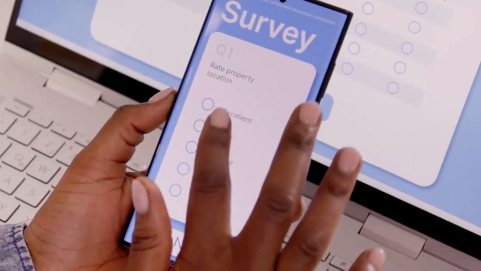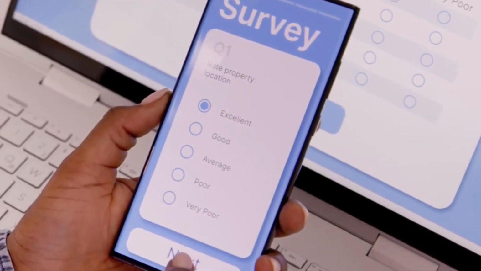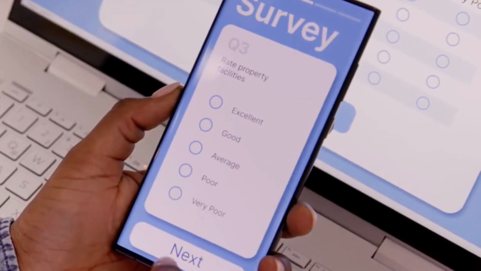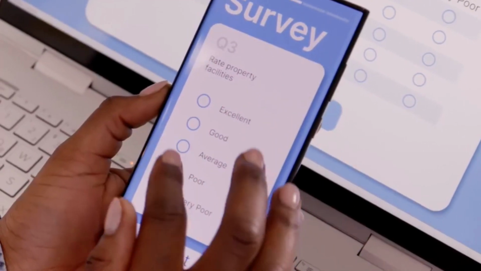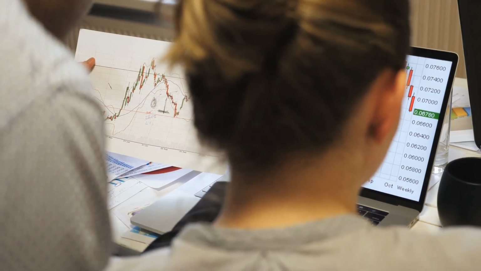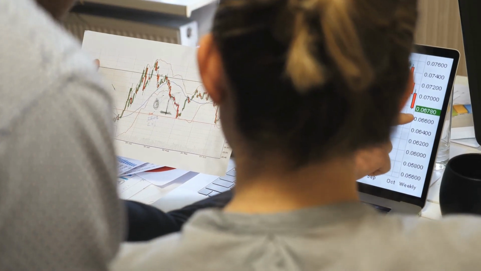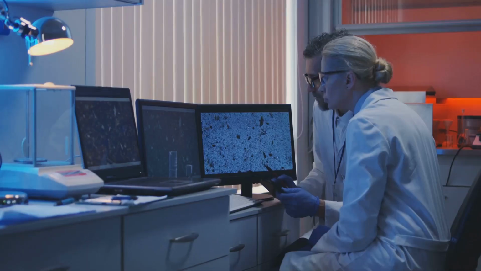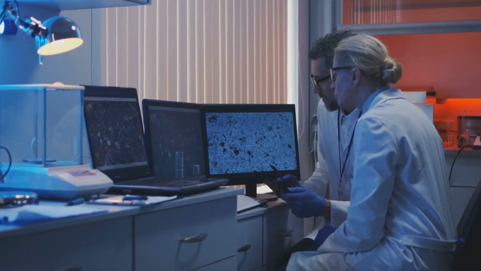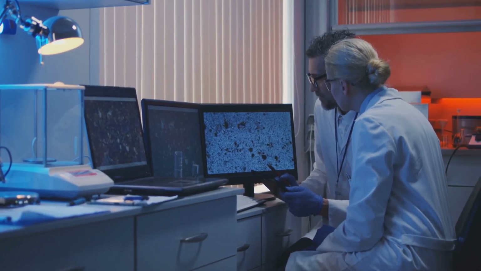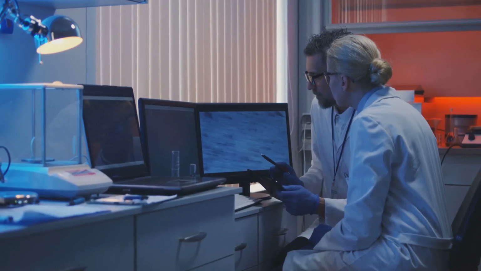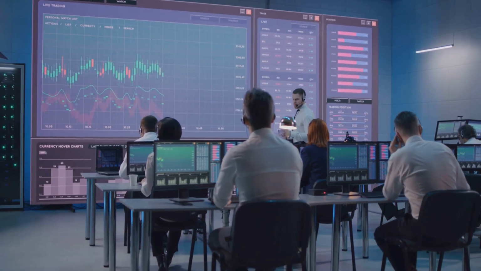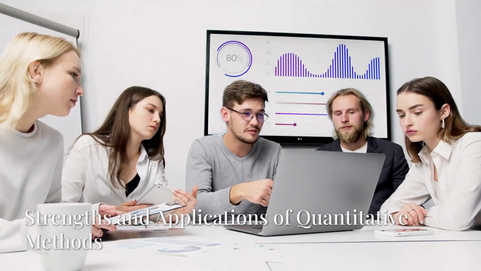Tools used in quantitative measurement include structured surveys with closed-ended questions, online polls, numerical tests, performance metrics, and analytics platforms. For example, a company tracking the number of sales per month or calculating customer satisfaction scores is relying on quantitative data. These measurements are often analyzed through statistical methods such as averages, percentages, correlations, and regression analysis, helping to identify trends and patterns in large data sets.